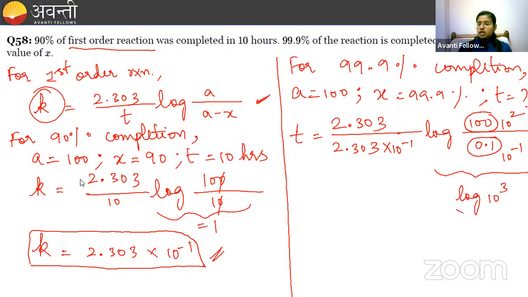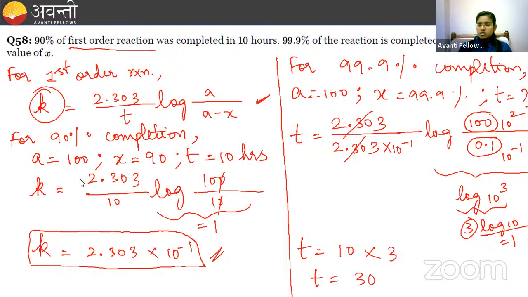The answer for log of 10 to the power 3 will be 3 into log 10. And log 10 is equal to 1. So this 2.303 will get cancelled with each other. The 10 to the power minus 1, if it goes to the numerator, it will be 10 to the power 1, into 3. So T will be 30 hours. Okay. So the time taken is 30 hours for the 99.9% completion of the reaction.